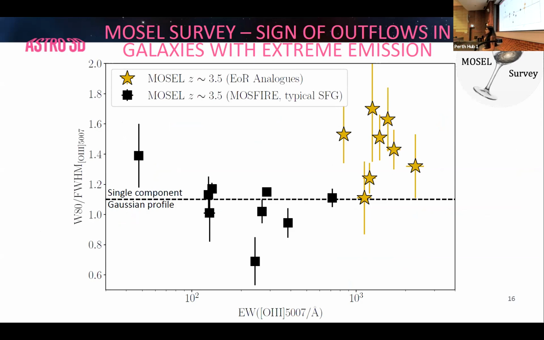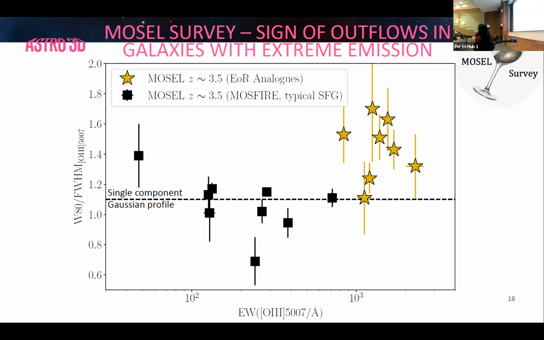But there the sample was selected to be typical star-forming galaxies, as is evident from this x-axis, which is the O3 equivalent width. So you can see that when we look at these extreme emission line emitters, we are getting a W80 parameter which is significantly higher than the one we should expect based on the Gaussian.